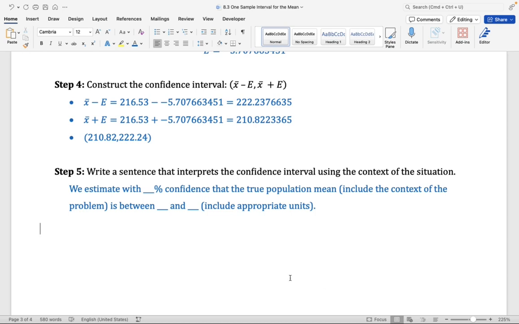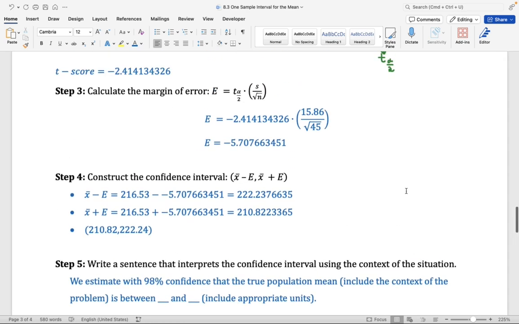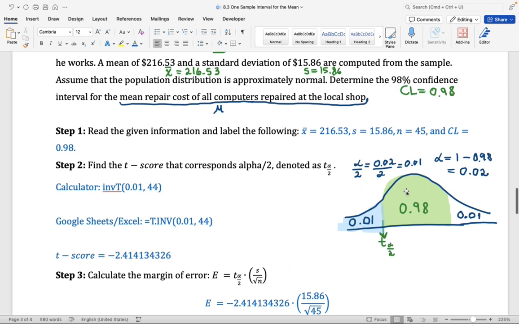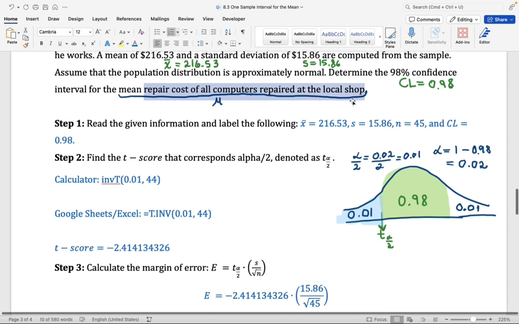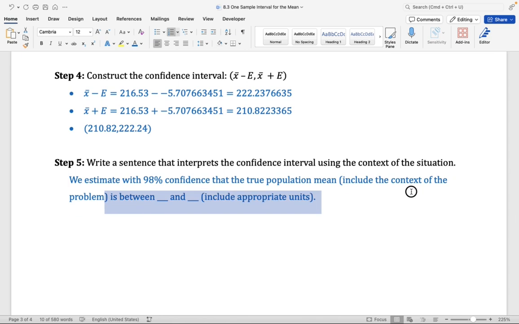So here we're going to write, we estimate with 98%, right? That is the value of our confidence level. We estimate with 98% confidence that the true population mean, right? Mu. And now we need to describe mu. What is mu? Well, let's go back. We actually have a sentence that describes mu. We estimate that the true population mean repair cost for all computers repaired at the local shop. That is the description of mu. So let me copy that sentence there.